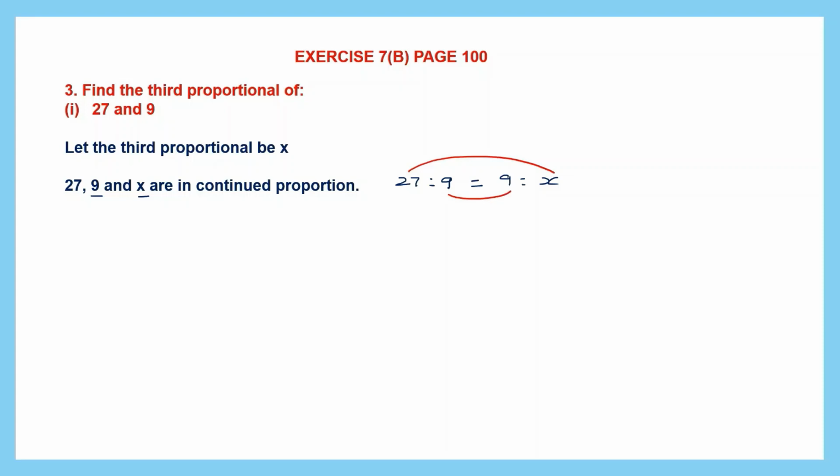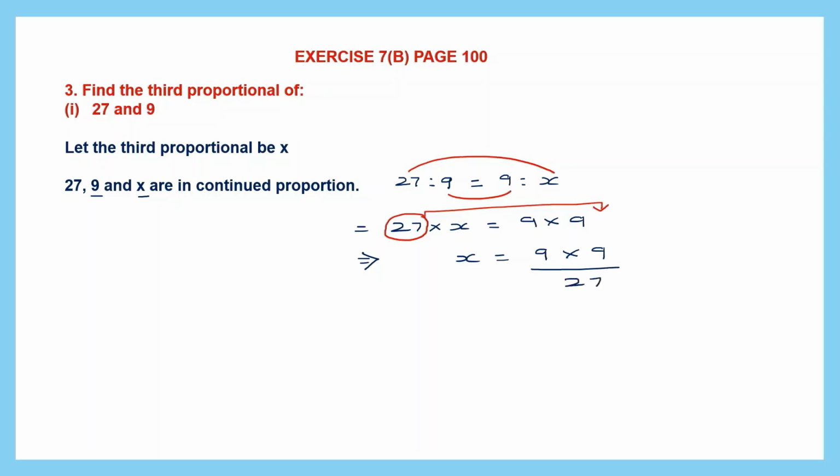So let's do that. So here we are going to multiply 27 into x. And this should be equal to product of means, which is 9 into 9. 27 into x means we're going to find the value of x, so we'll leave x here. And on the other side, we have 9 into 9, we'll leave it as it is. We're going to transpose as we do in linear equations. We're going to transpose 27 to the right-hand side. So there's multiplication on the left, here it becomes division. So now we have 9 into 9 divided by 27.